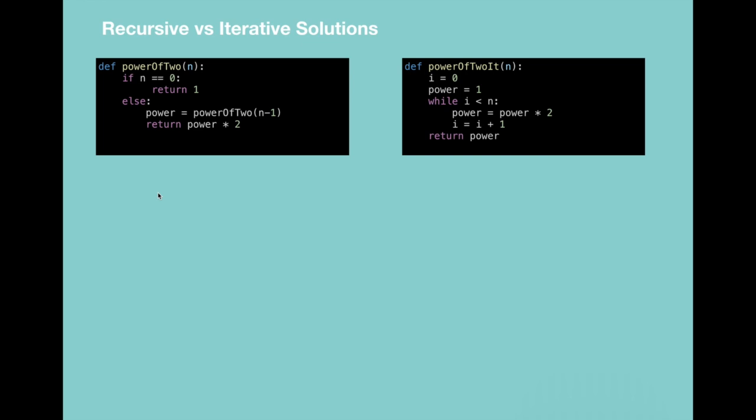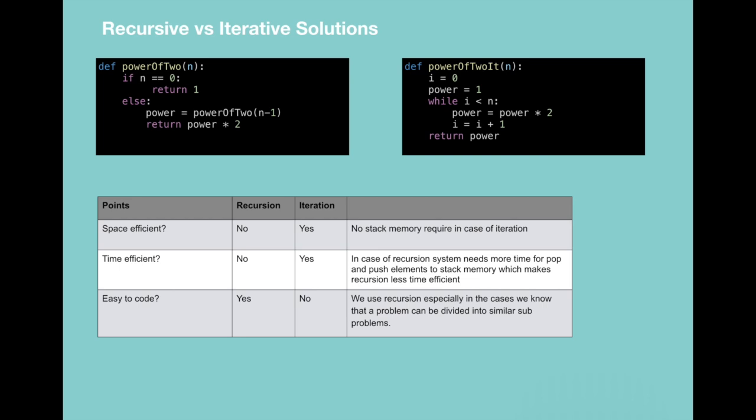We use recursion especially in cases where we know that a problem can be divided into similar subproblems. And when we deal with data structures like trees and graphs, the usage of recursion is more efficient. This table describes the differences between recursion and iteration. Here you can see that the first point is space efficiency. Recursion is not space efficient, as we said that it takes O(n) space, but on the other hand, iteration is memory efficient.